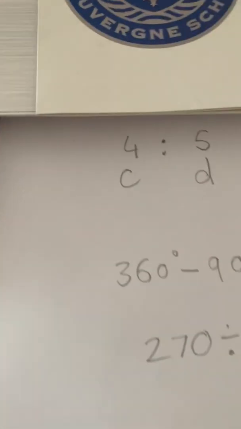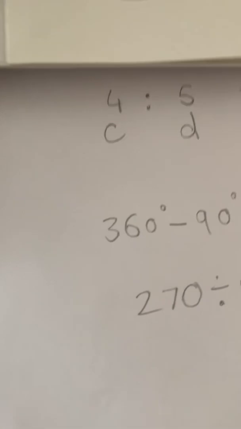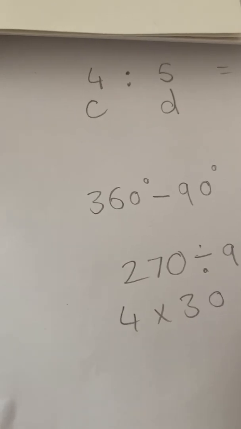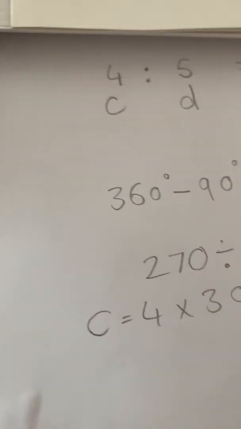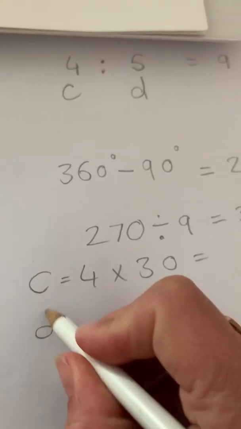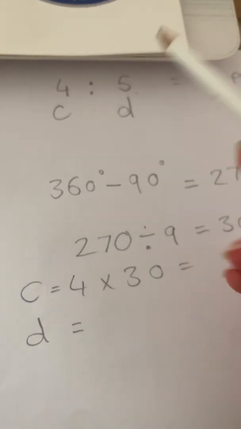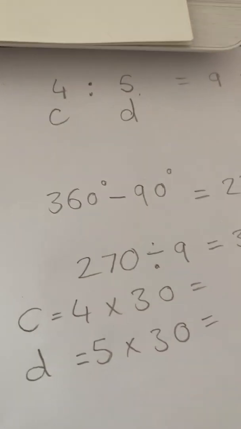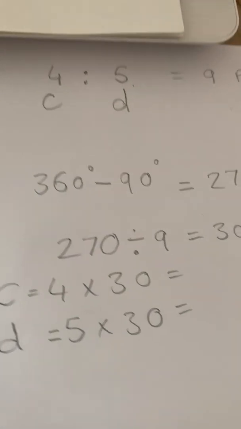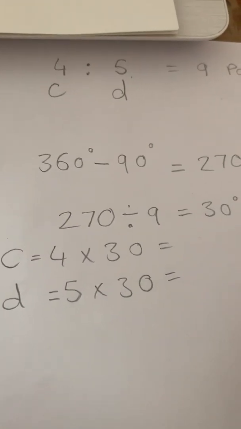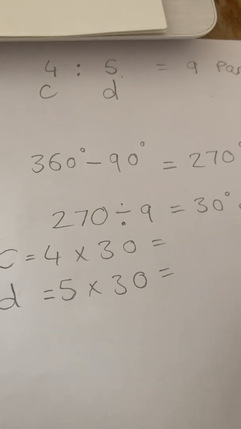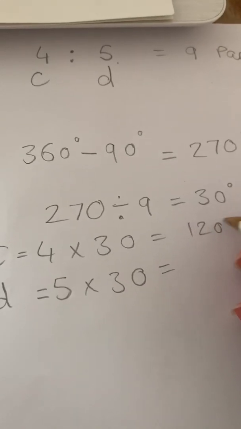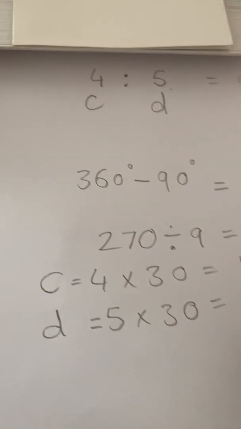Now we know that C is 4 parts, so it's got to be 4 times 30, which will give us the answer to what C is. So I'll just put here C equals 4 times 30, and D, you've guessed it, is going to be 5 times 30. Again, using our times table knowledge, it should be nice and straightforward to do 4 times 30. I'll just give you a second to do that. And also D, 5 times 30. So hopefully you came up with 120 degrees and also 150 degrees.